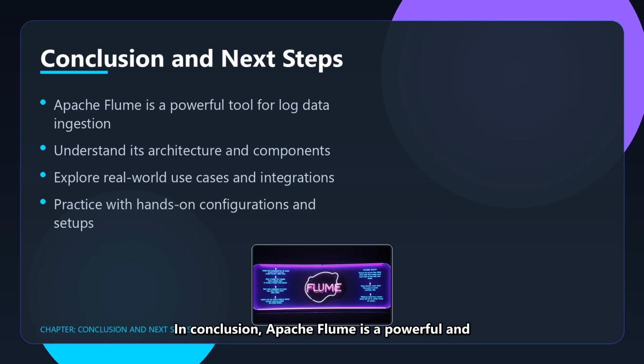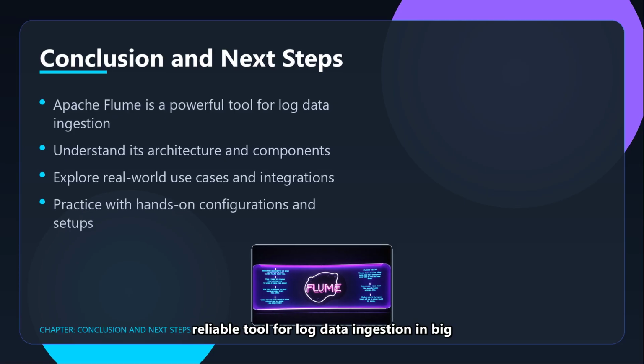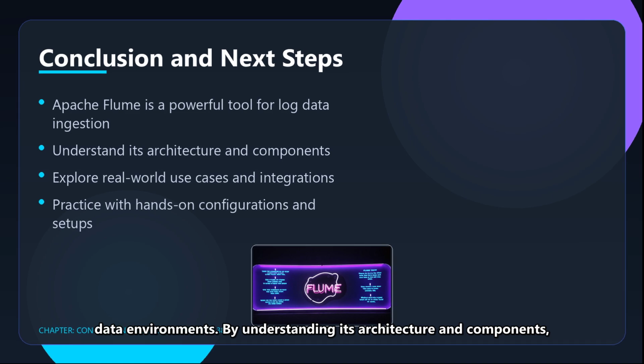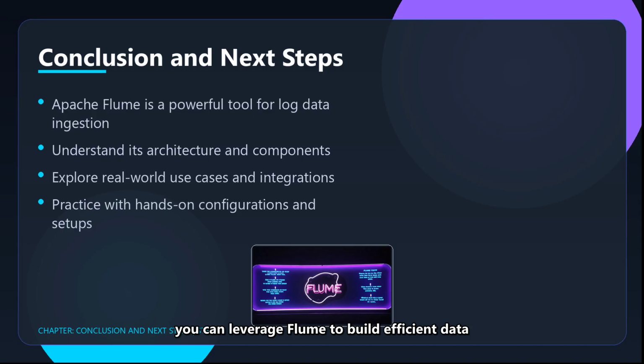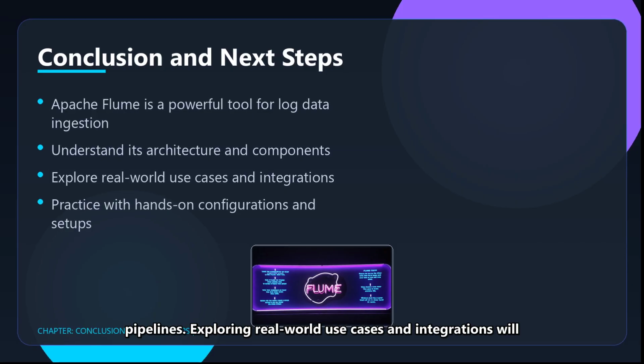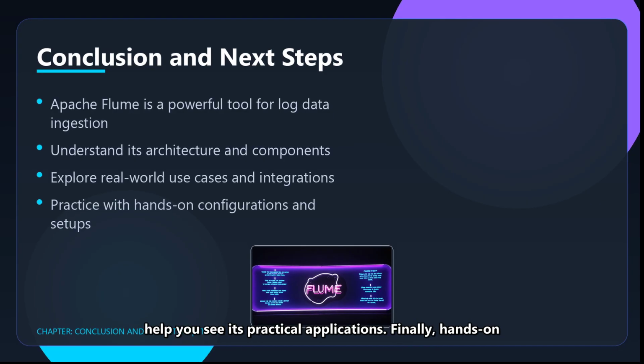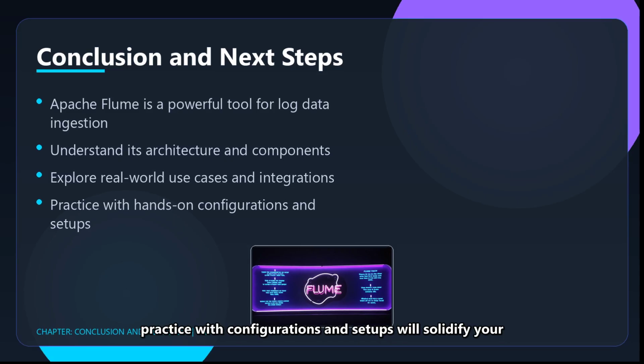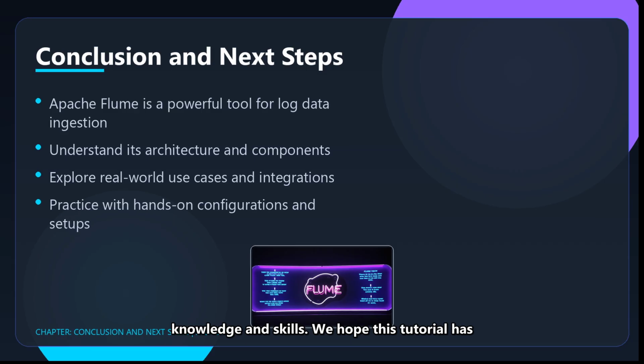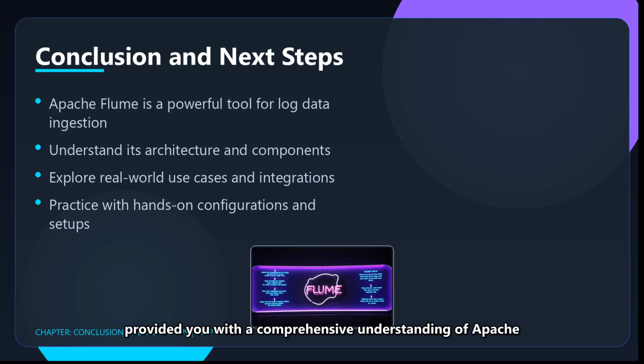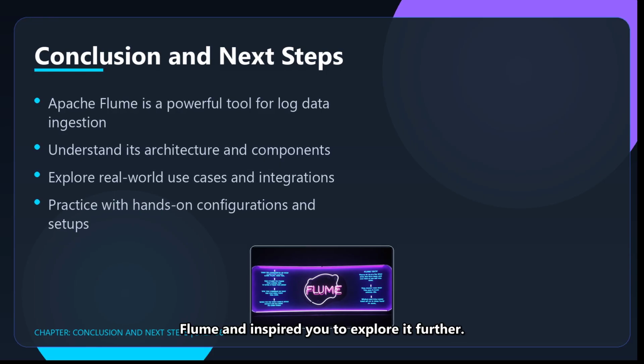In conclusion, Apache Flume is a powerful and reliable tool for log data ingestion in big data environments. By understanding its architecture and components, you can leverage Flume to build efficient data pipelines. Exploring real-world use cases and integrations will help you see its practical applications. Finally, hands-on practice with configurations and setups will solidify your knowledge and skills. We hope this tutorial has provided you with a comprehensive understanding of Apache Flume and inspired you to explore it further.